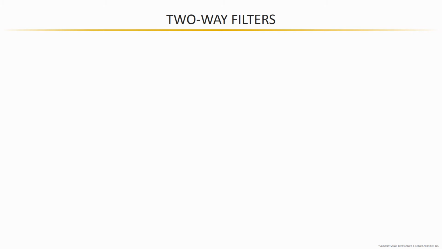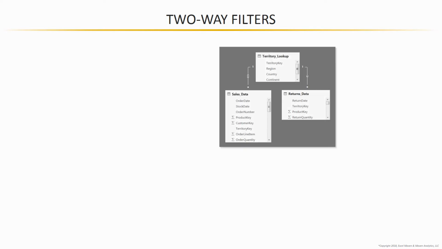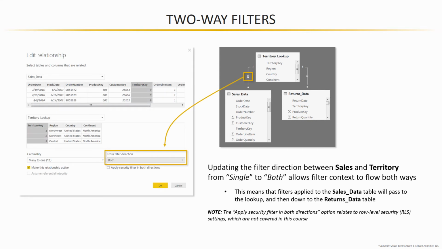Now, when it comes to filters, there's one important difference between Power BI and Power Pivot for Excel, and that's that Power BI actually enables you to create two-way or bi-directional filters. So let's take a look at that familiar three-table model, just like we've seen before with one exception. That relationship between territory lookup and sales data now contains a bi-directional filter. So by updating the filter direction in that relationship between sales and territory from single to both, we've essentially allowed filter context to flow in either direction.